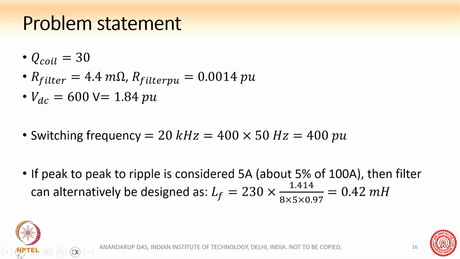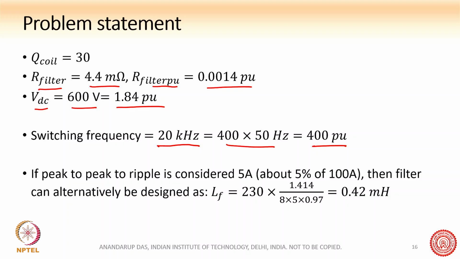And suppose I take a coil with Q factor of 30, so the R filter will be 4.4 milliohm, and hence R filter per unit will be 0.0014 per unit, okay. VDC is taken as 600 volt, which is 1.84 per unit. The switching frequency for this initial design, we have taken to be 20 kilohertz, which is nothing but 400 into 5, which is almost 400 per unit, right?